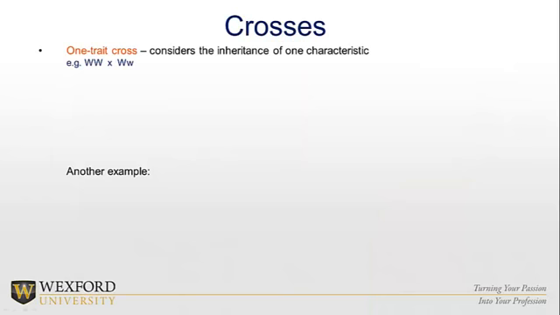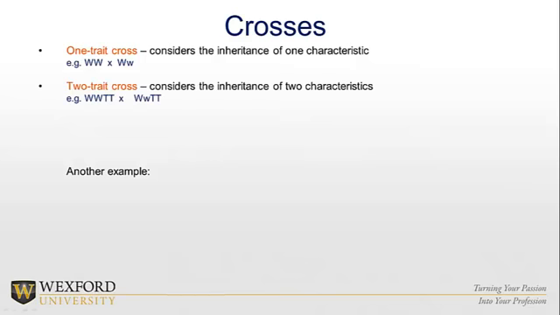So, a one-trait cross is only going to consider the inheritance of one characteristic. Here's an example, a cross of, say, widow's peak. While a two-trait cross considers the inheritance of two characteristics. So now we might be talking widow's peak and can you roll your tongue?